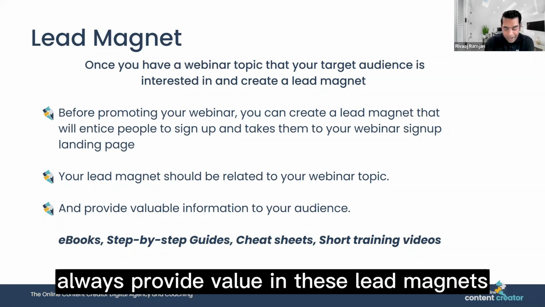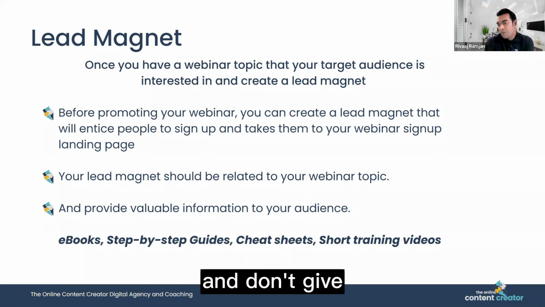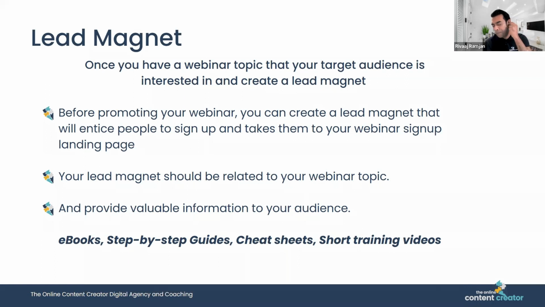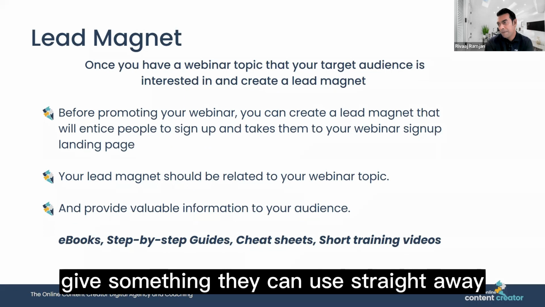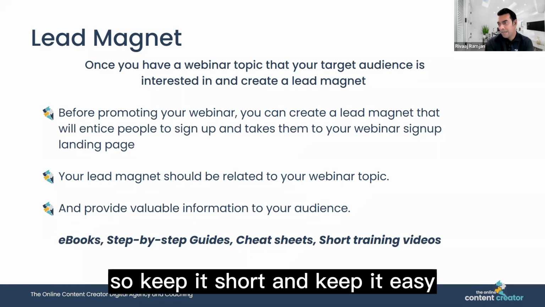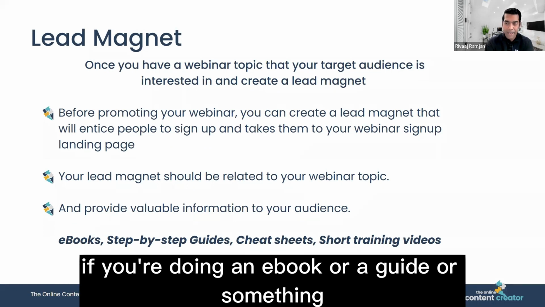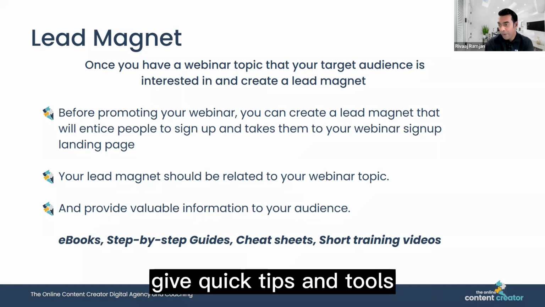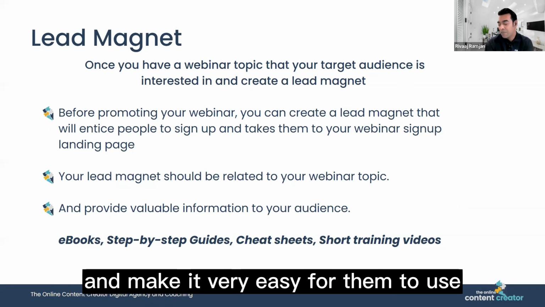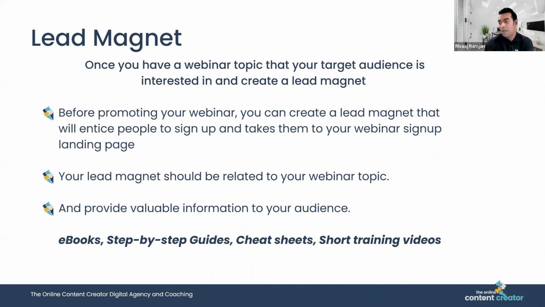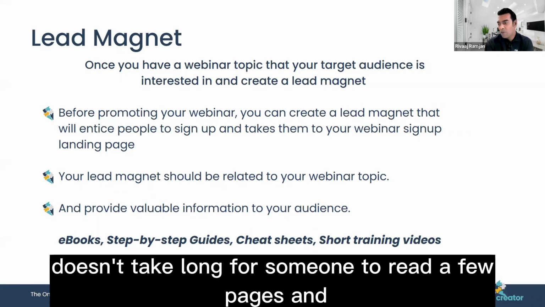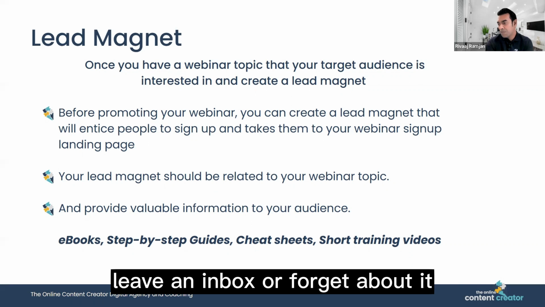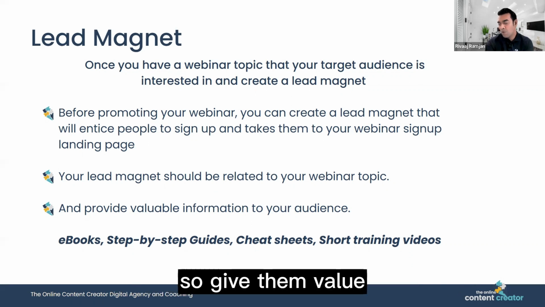Always provide value in these lead magnets, and just don't give wishy-washy information. Give something they can use straight away. So keep it short and keep it easy. If you're doing an ebook or a guide, keep it about five pages long. Give quick tips and tools and make it very easy for them to use. Once they download it, it doesn't take long for someone to read a few pages, and otherwise they leave it in the inbox or forget about it. So give them value.